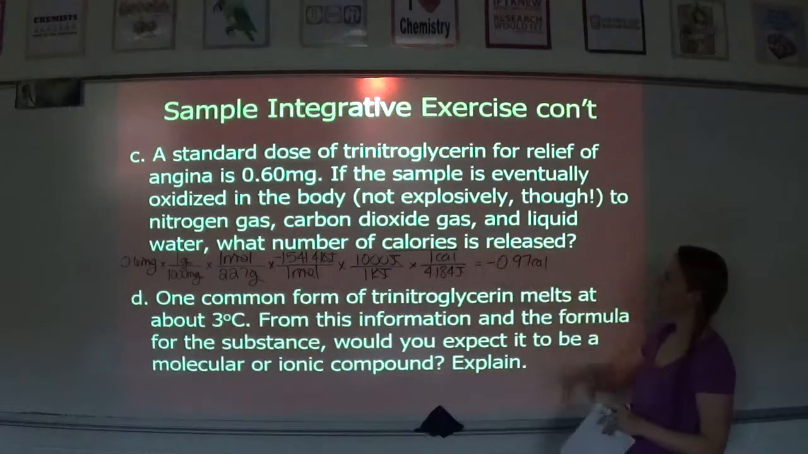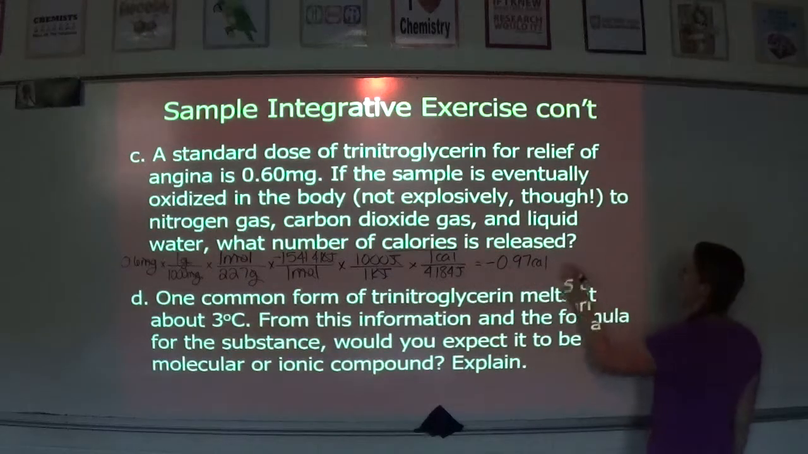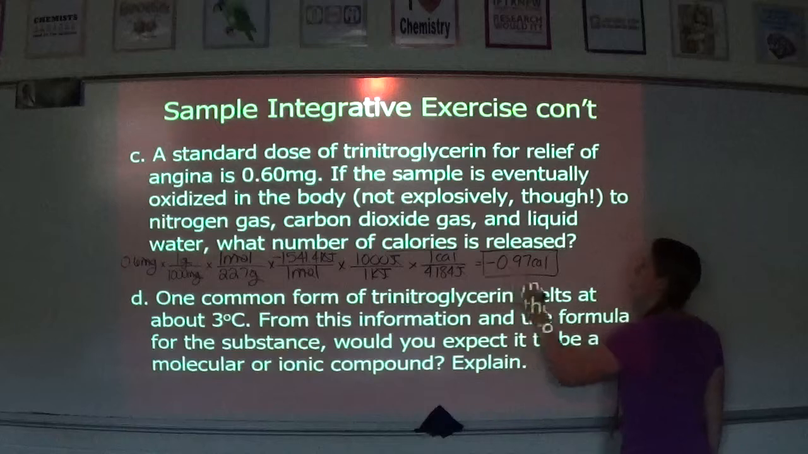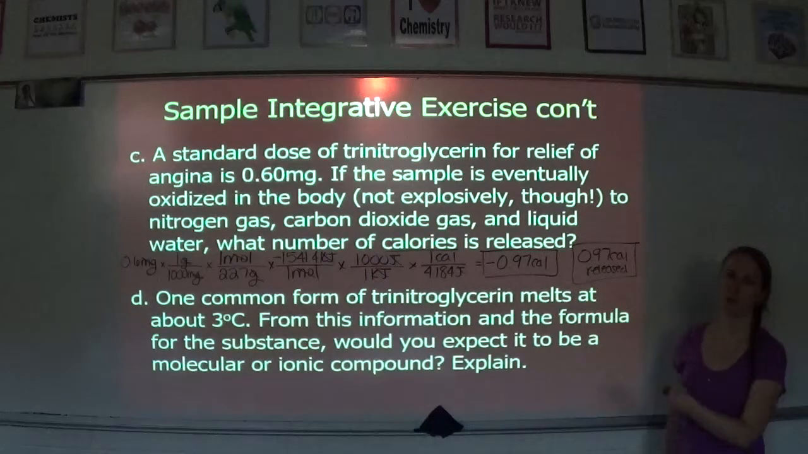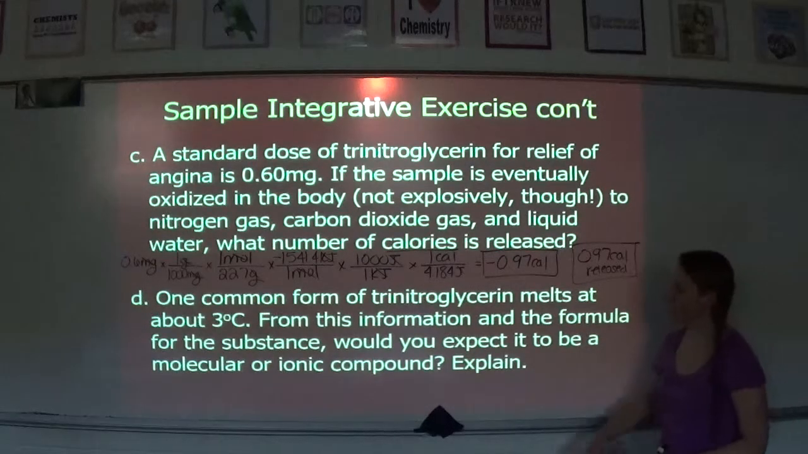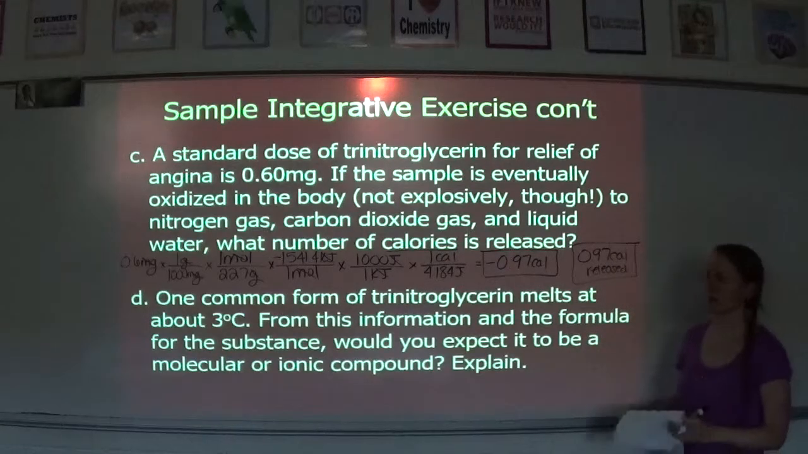But notice it said how many calories is released. So you could put the negative 0.97 calories, or you could just say 0.97 calories is released. Because if you say something is released, then that is to assume it's negative from the point of view of the system. All right? So, oh my gosh, the bell rings, so let me hurry.